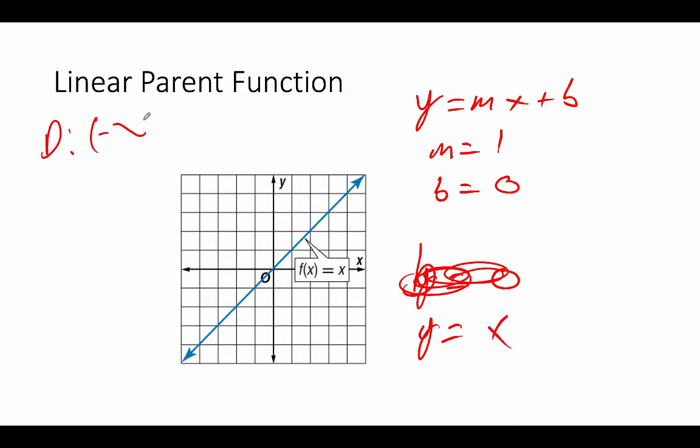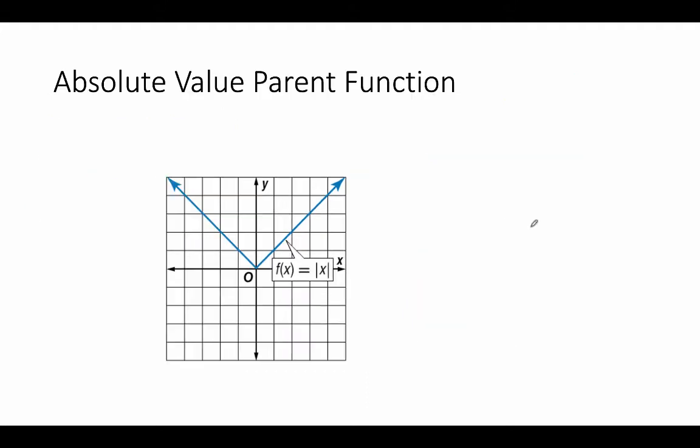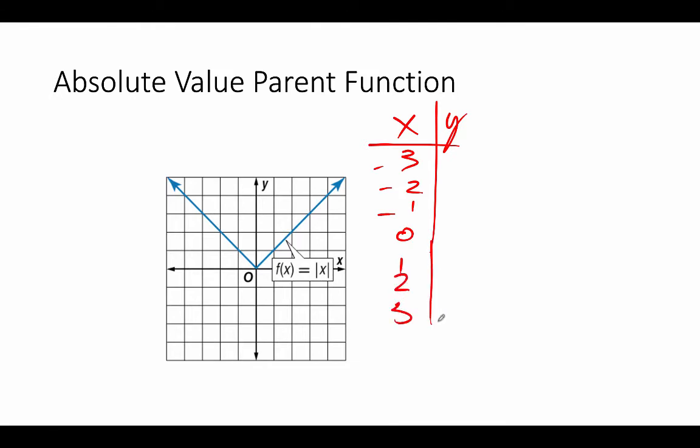Domain would be negative infinity to infinity. Range also negative infinity to infinity. All real numbers. Absolute value: if you made an xy table and put in some negatives and some positives, you're going to get 3, 2, 1, 0, 1, 2, 3. Remember, the absolute value of negative 3 is 3.